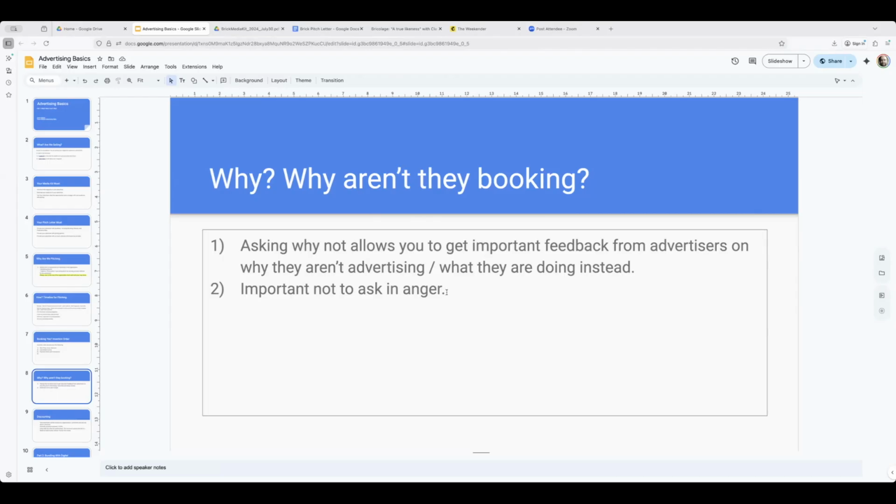Are they buying big billboards? Are they buying transit opportunities? What are they buying? And really start a dialogue around, well, what could we do differently, or what could we deliver differently that might turn your no into a yes.